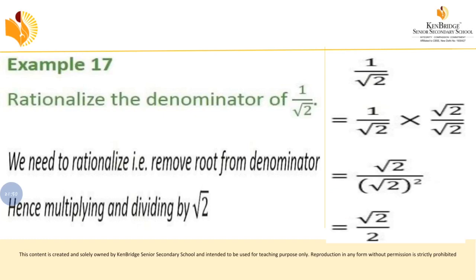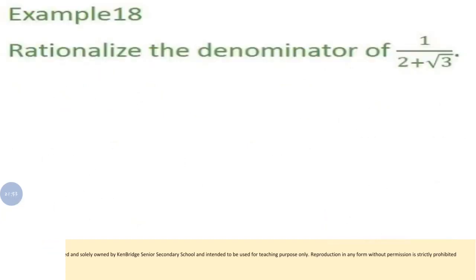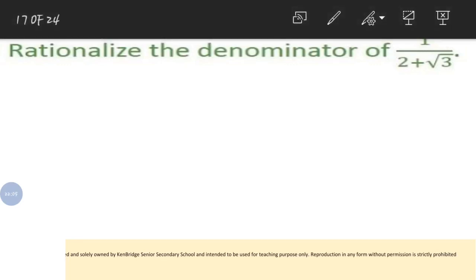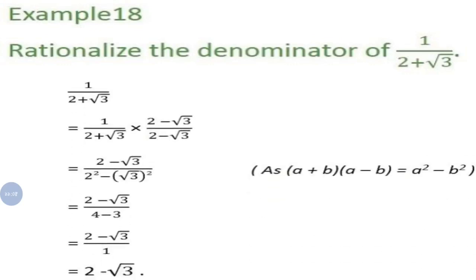Okay. So let's see the next question. That is example 18. The question is 1 by 2 plus root 3. Here we are going to rationalize the denominator. The first step will be as it is: whatever is given in the question, we have to write. Then in the next step, we multiply and divide by the term which is present in the denominator, but the change is that here we have to change the sign. So 2 minus root 3 by 2 minus root 3.